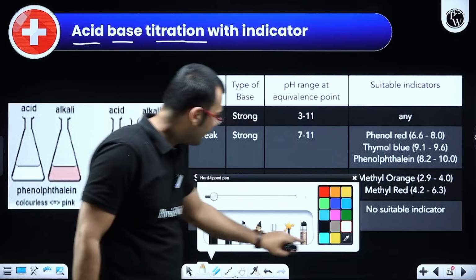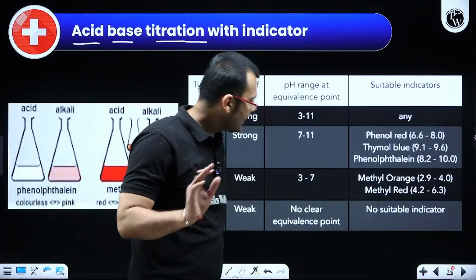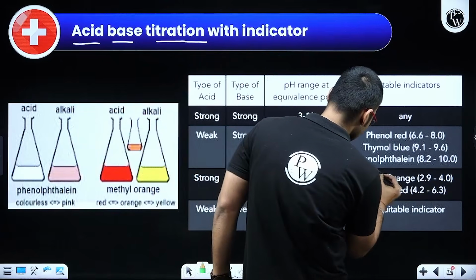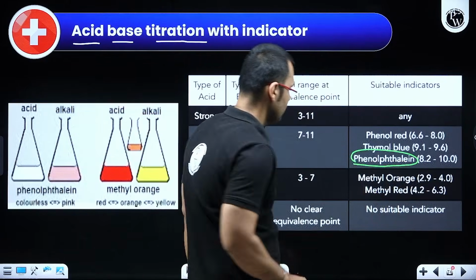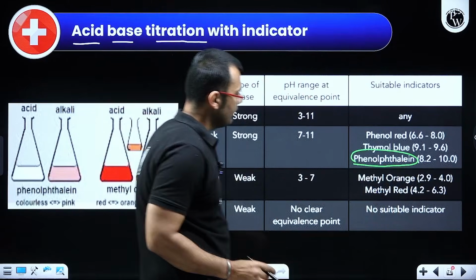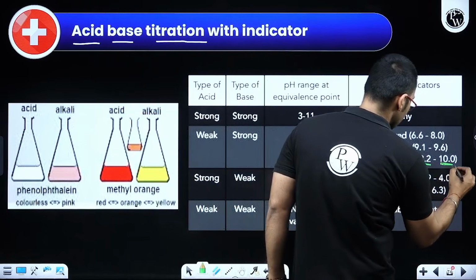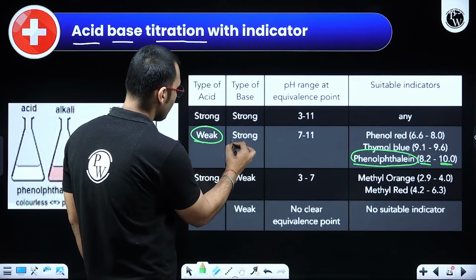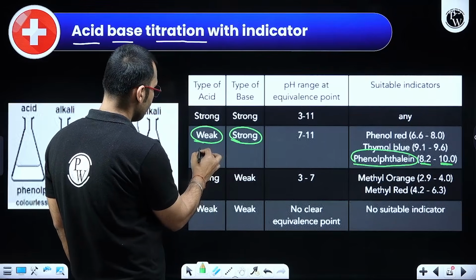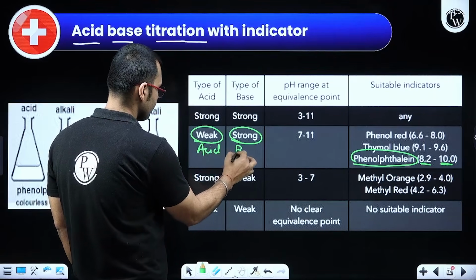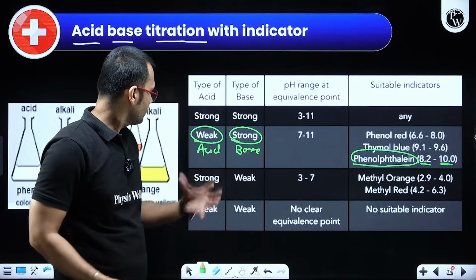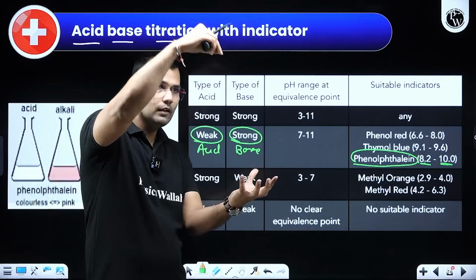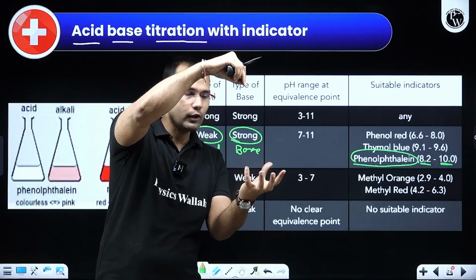And out of these indicators, 2 indicators are very much important to you. You need to remember it. One is phenolphthalein, right? Which changes color in the pH range of 8.2 to 10. So what happens when you do titration of weak acid with strong base? When you do titration of weak acid with strong base, you have your titer, weak acid, you have your titrant, strong base. You will be adding strong base slowly to the solution of weak acid.